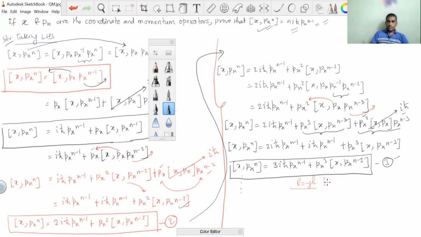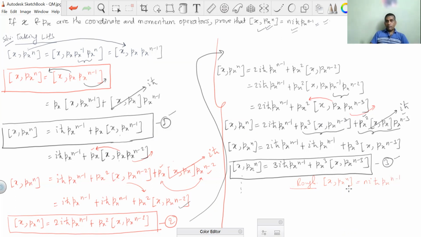We have this commutation x px power n equals n iħ px power n minus 1. So we can compare the power of px on left hand side and on right hand side. We find the power of px on right hand side is reduced by 1, and we have n on right hand side.